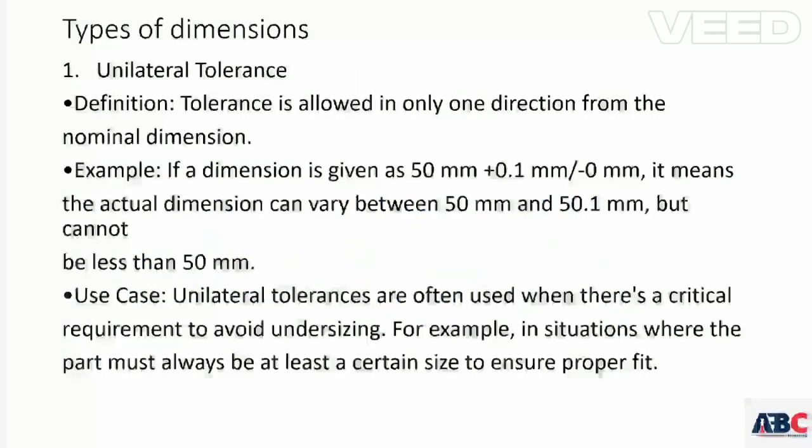Further, types of dimensions. There are two types of dimension. First of all, unilateral tolerance. If the tolerance is allowed on one side of the basic size, it is called unilateral tolerance. For example, if a dimension is given as 50 mm plus 0.1 mm and minus 0, it means the actual dimension can vary between 50 mm and 50.1 mm but cannot be less than 50 mm.